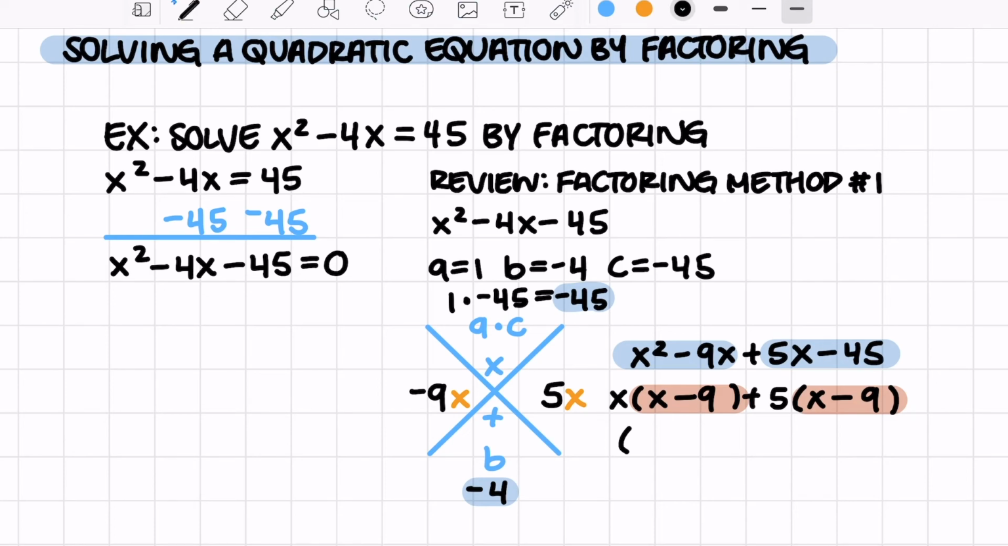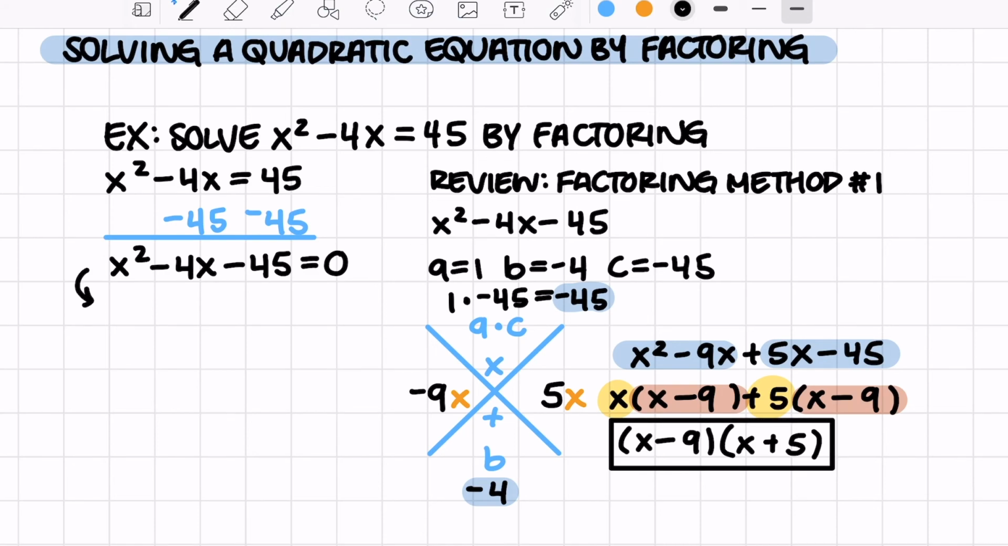So I'm going to merge those two together, the x minus 9, and whatever is left over, which is the x and that 5, I'm going to place into their own factor, x plus 5. And so that would be my final factorization right here. If I write this down underneath my original statement, when I factor x squared minus 4x minus 45, I get x minus 9 times x plus 5 equaling 0.